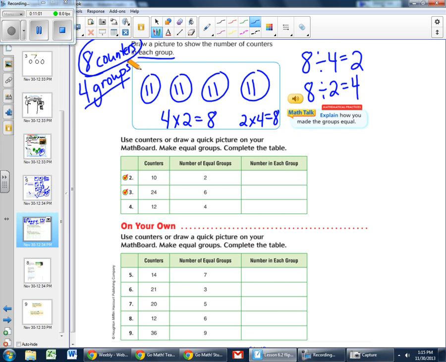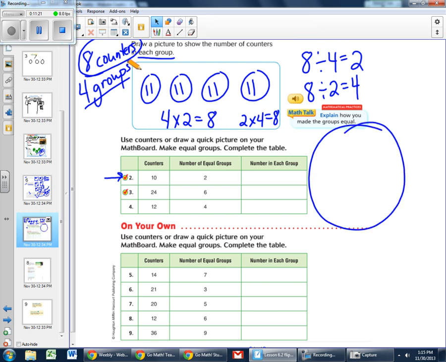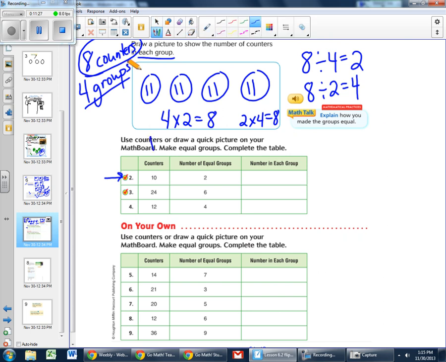Looking at the next one, numbers 2, 3, and 4. Use counters or draw a quick picture on your math board. Make equal groups and complete the table. Okay? So let's start at number 2 here. It looks like we have just a little bit of white space over here that you can use for this. So we need to look at our table. Our table says how many counters, number of equal groups, and the number in each group.